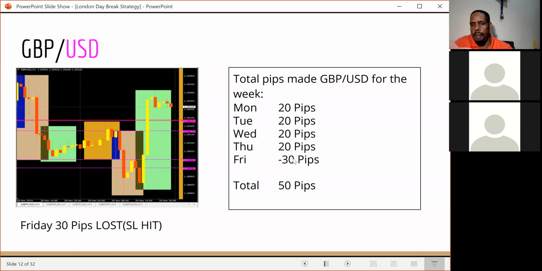So we lost 30 pips. So the total amount of pips that we made for pound US dollar last week would have been 20 minus 30, which is 50 pips. And for those of you who are traders in this market, you know that's a good return. If you are following me so far, put in there 111.